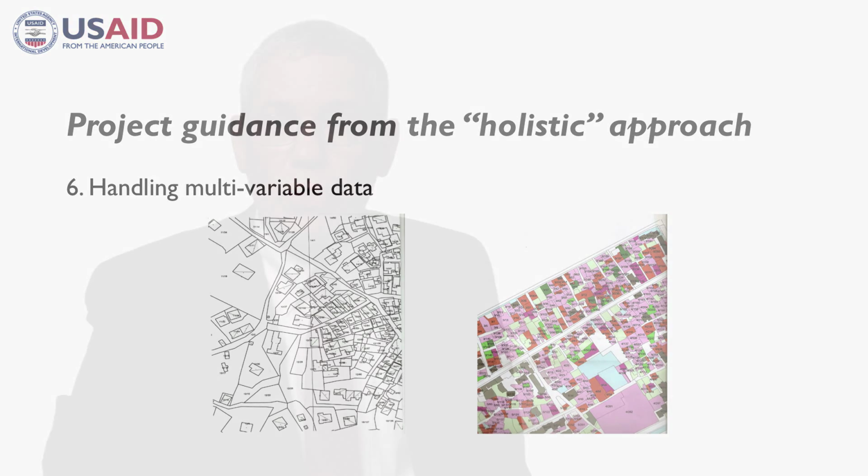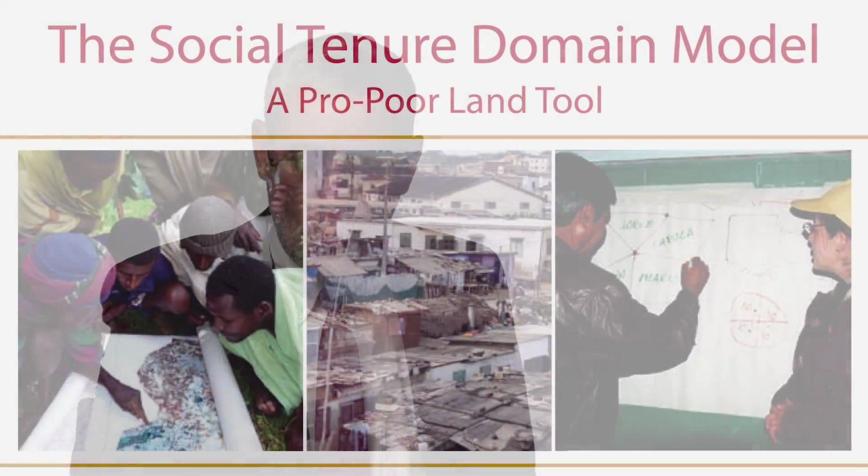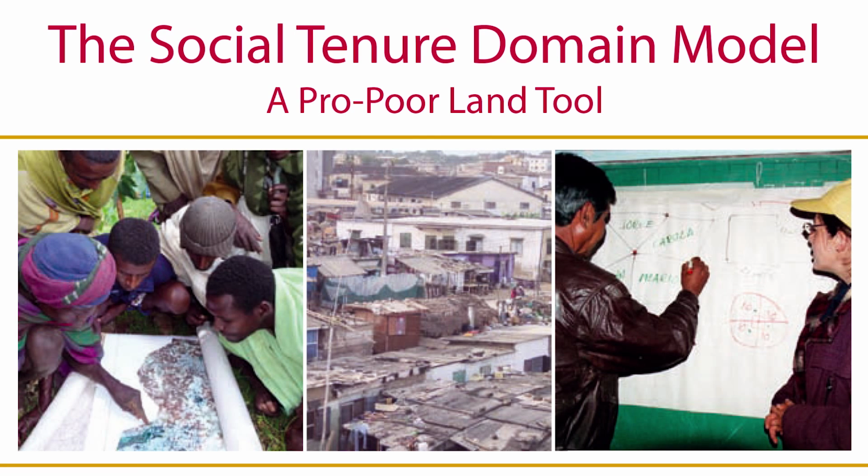Thus, several institutions, including GLTN and the International Federation of Surveyors, that's FIG, now promote an open source data and mapping system called the Social Domain Tenure Model. It permits more types of rights and varied forms of proof of tenure to be kept and managed in an efficient system.